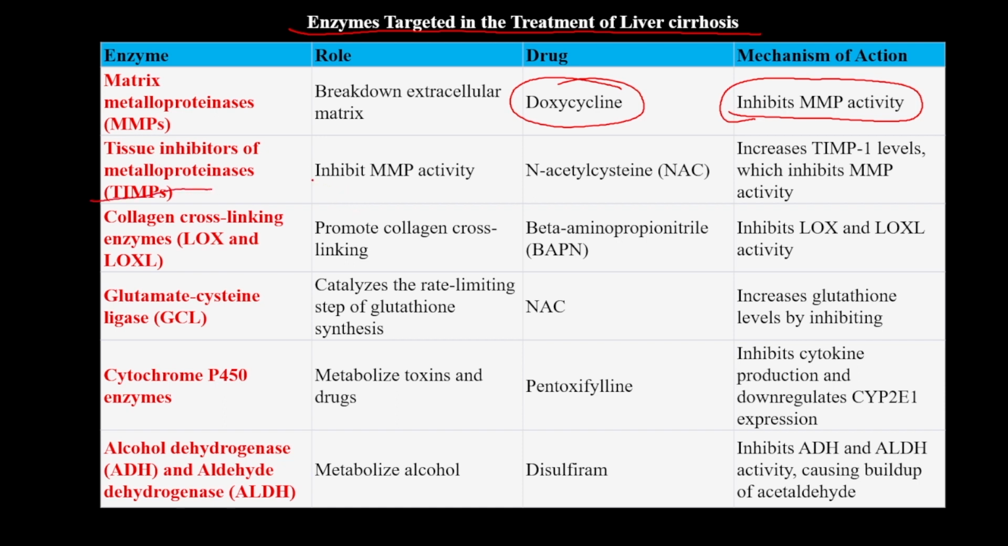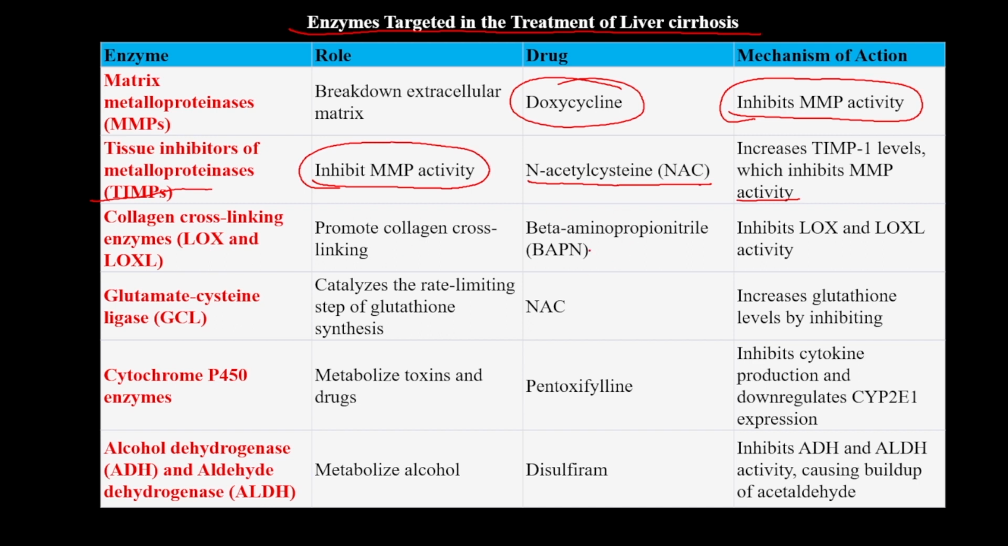TIMPs are the enzymes which inhibit the MMP activity. So you can use N-acetylcysteine, NAC, and it increases the TIMP level, which inhibits the MMP activity. Then you have the collagen cross-linking enzymes, LOX and LOXL, and they promote collagen cross-linking.